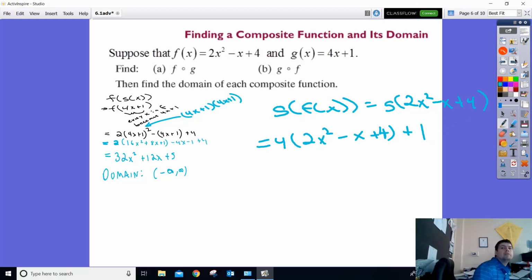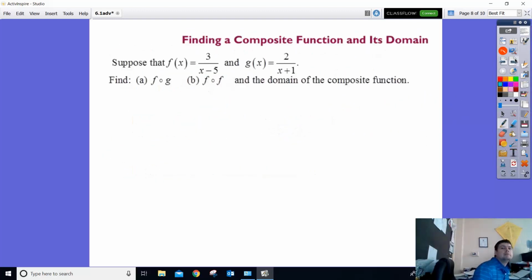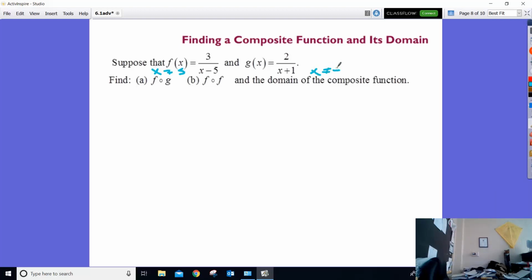All right, so hopefully there are some fractions coming up. Ah, good, there are fractions. Find f of g and f of f and the domain of the composite function. Before I even start, look at f. What's the one thing x can't be? x can't be 5. Why? You divide by 0. Look at g. What's the one thing that can't be there? -1. Why? I'm just going to make a little note here that x is not 5 and x is not -1.